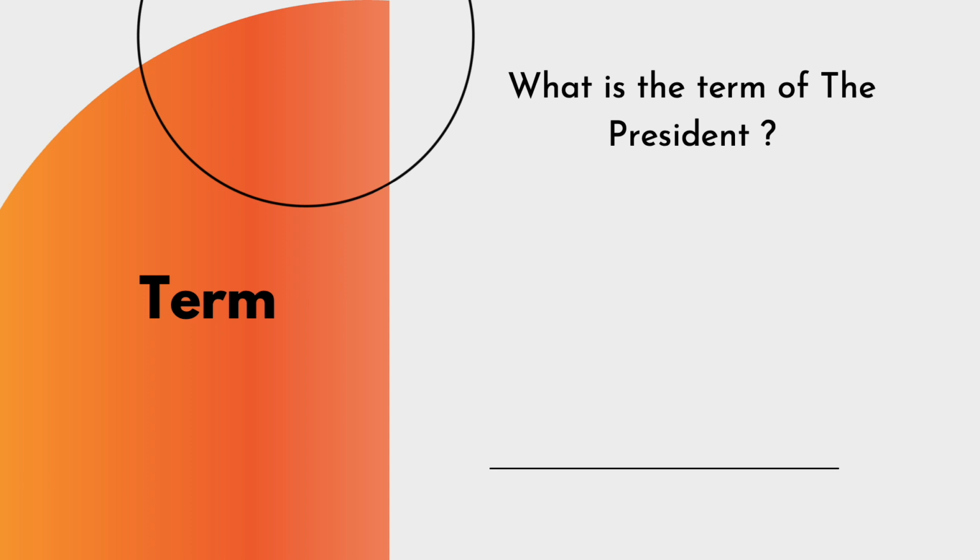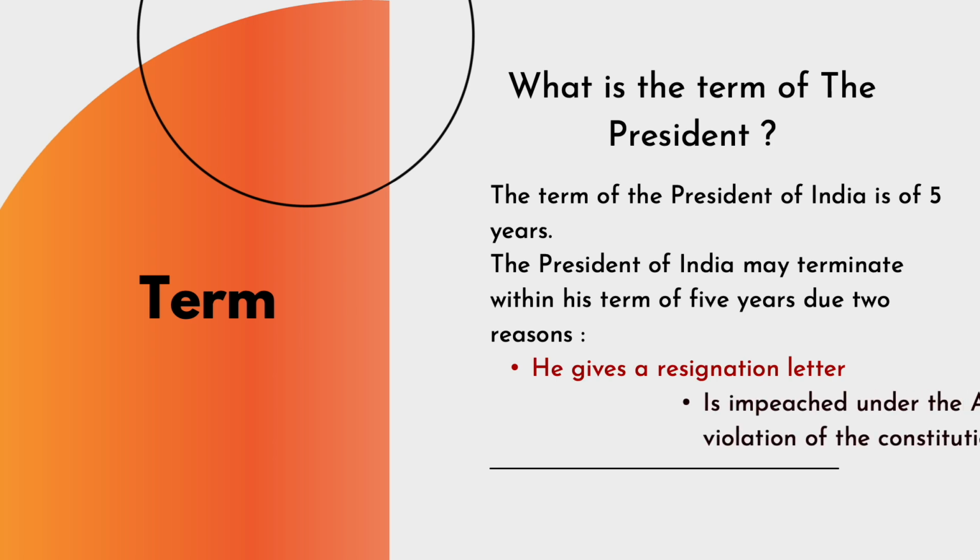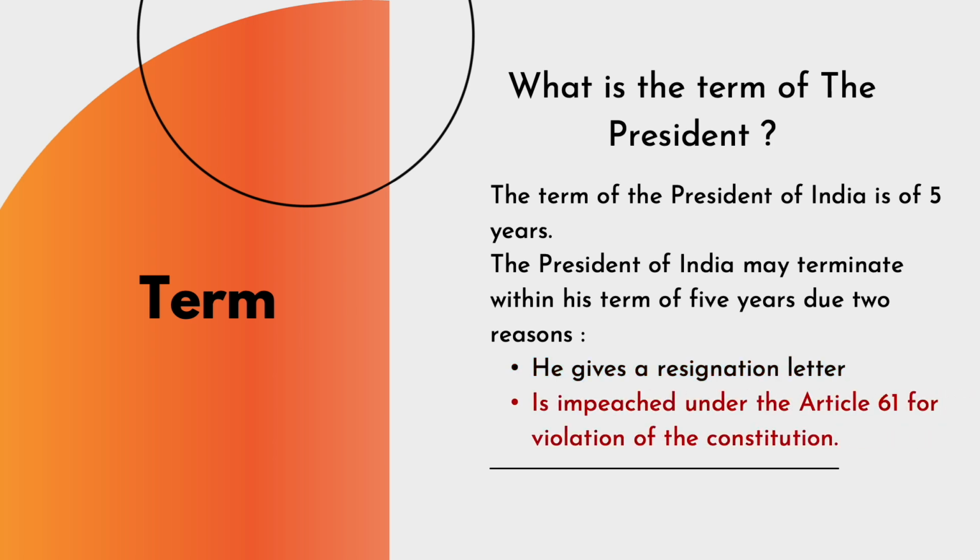The term of the President of India is 5 years. However, it can be terminated within the term of 5 years due to two reasons: if the President gives a resignation letter, or is impeached under Article 61 of the Indian Constitution for the violation of the Constitution.